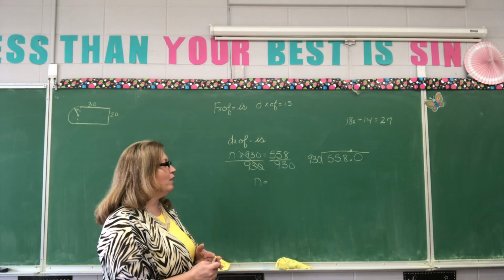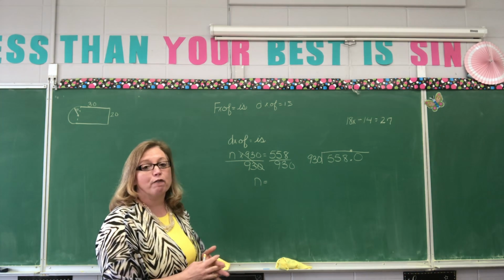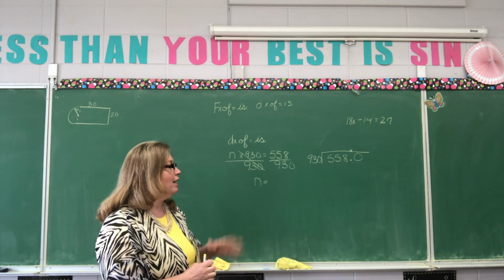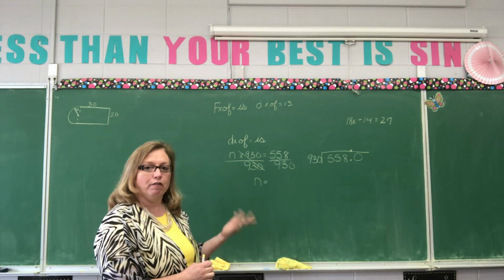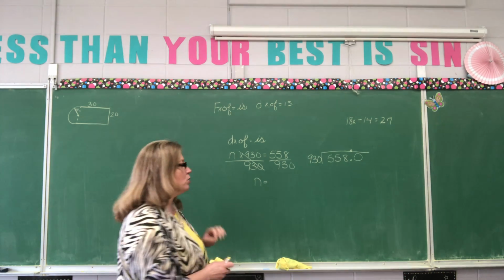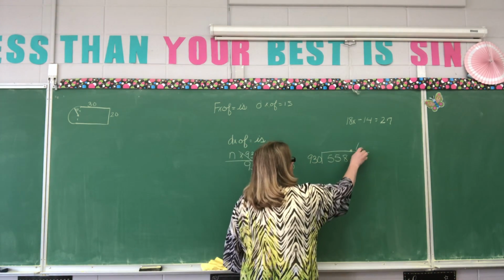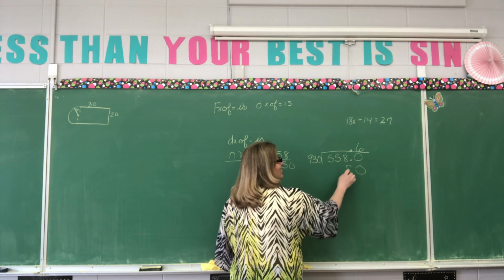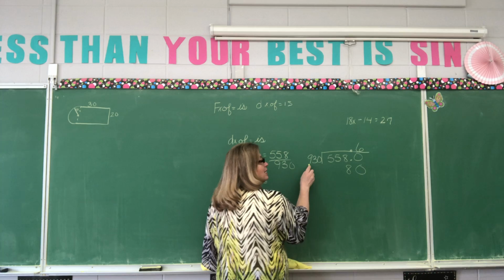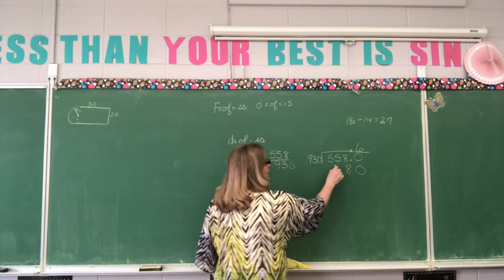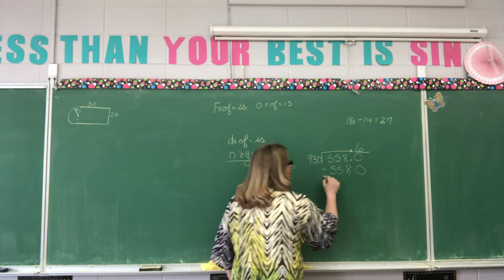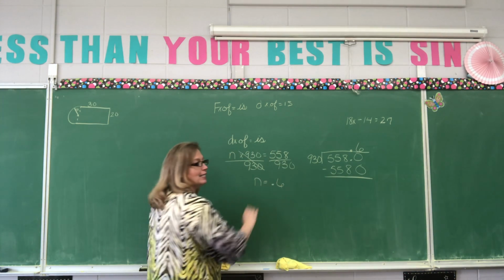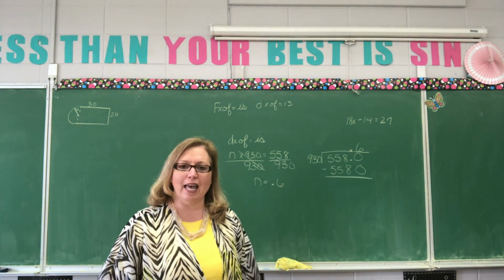5,580? Well, I know that 5 times 9 is 45. That's close, but probably not quite enough. 9 times 6 is 54. That's really close. So let's try 6. 6 times 0 is 0. 6 times 3 is 18. 6 times 9 plus the carry is 55. So n equals 0.6. It equals 6/10.